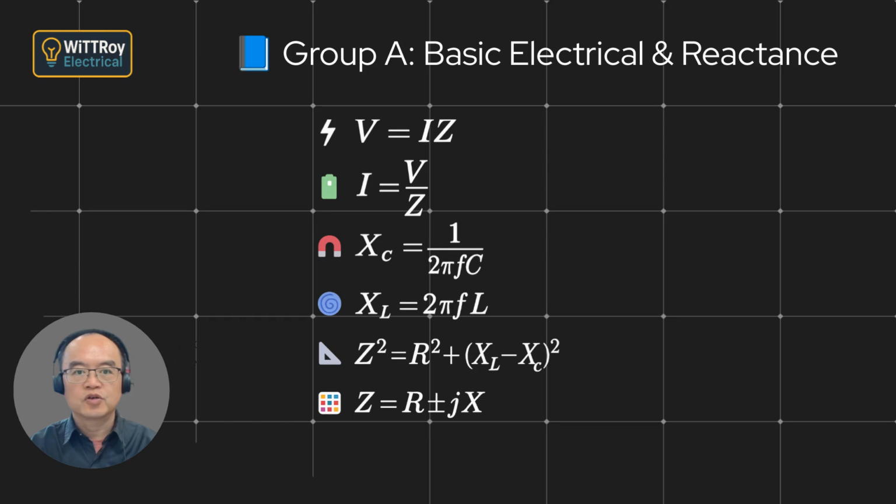Now we go to the last formula in Group A. The formula is Z equals R plus or minus JX. This formula shows impedance as a complex value with a real part and an imaginary part. R means resistance in ohms. JX represents the imaginary reactance component. Repeat, Z equals R plus or minus JX.